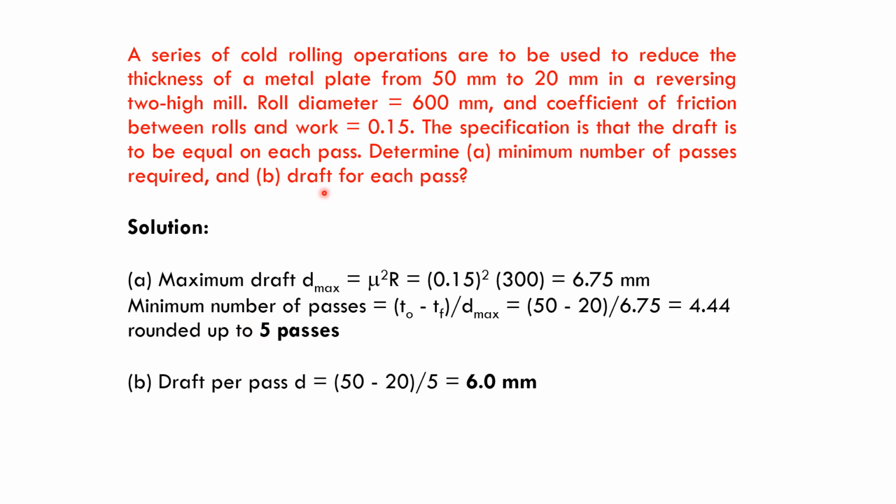So then the draft for each pass will be 50 minus 20 divided by 5, so it will become 6 mm.